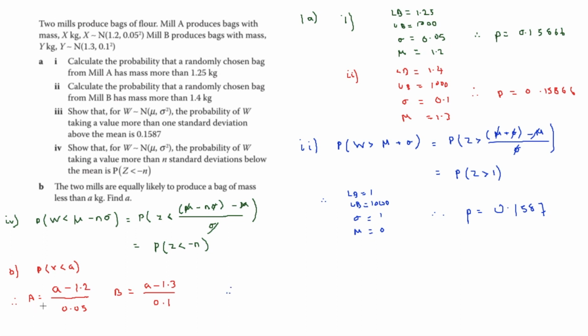Therefore, we can times everything by 0.05 and times everything by 0.1. That will give us 0.05 times a minus 1.3 is going to be equal to 0.1 times a minus 1.2. So therefore, we can start substituting. We'll put the 0.05 in, and that will give us 0.05a minus 0.065 is equal to 0.1a minus 0.12. Therefore, doing some rearranging, we're going to get that 0.05a is equal to 0.055. Therefore, a is equal to 1.1, and that is our value of a.